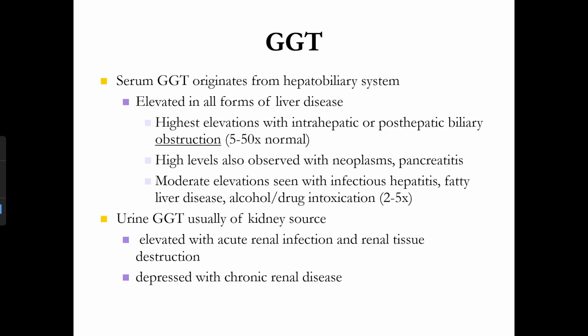Serum GGT originates from the hepatobiliary system. It's elevated in all forms of liver disease. Highest elevations are seen with intrahepatic or posthepatic biliary obstruction. High levels are also observed with neoplasms and pancreatitis. Moderate elevations are seen with infectious hepatitis, fatty liver disease, or alcohol or drug intoxication. Urine GGT is usually of a kidney source, elevated with acute renal infection and renal tissue destruction, and depressed with chronic renal disease.